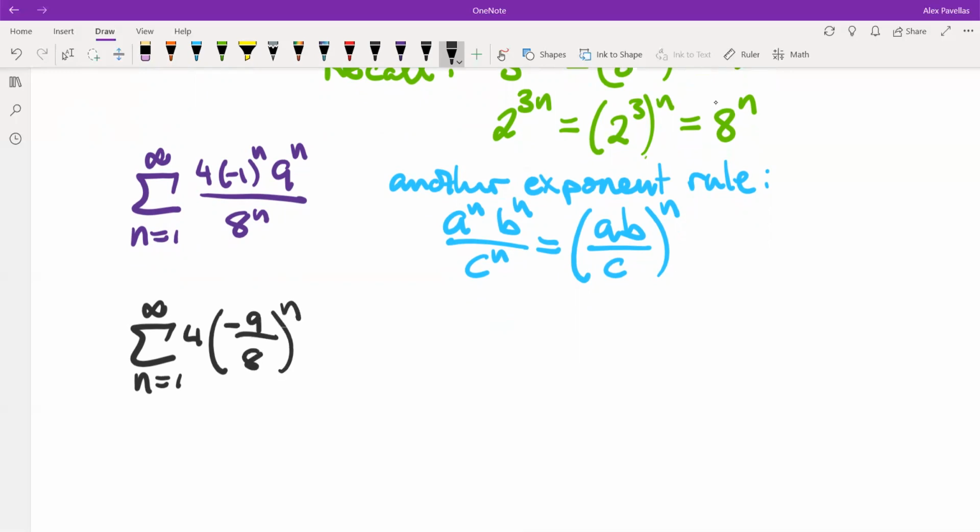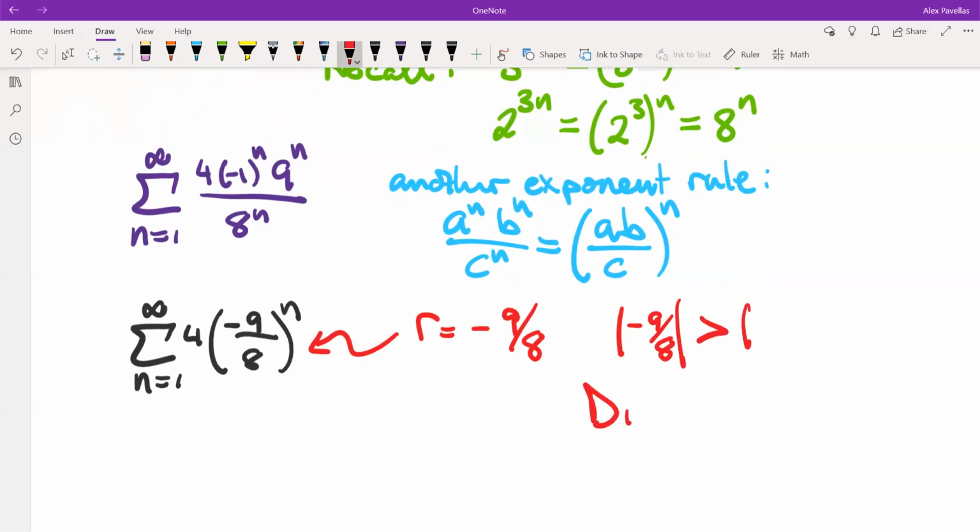And now we can see what the r is. The r is this negative 9 over 8. So r equals negative 9 over 8. And, oh, that's not strictly between negative 1 and 1. So the absolute value of negative 9 over 8, which is just 9 over 8, that's bigger than 1. That means this diverges and there's no more work to do. So we're done.